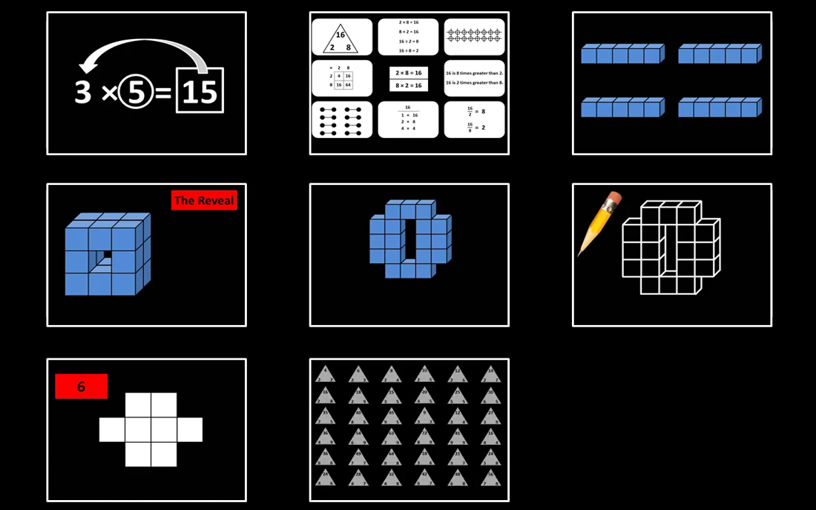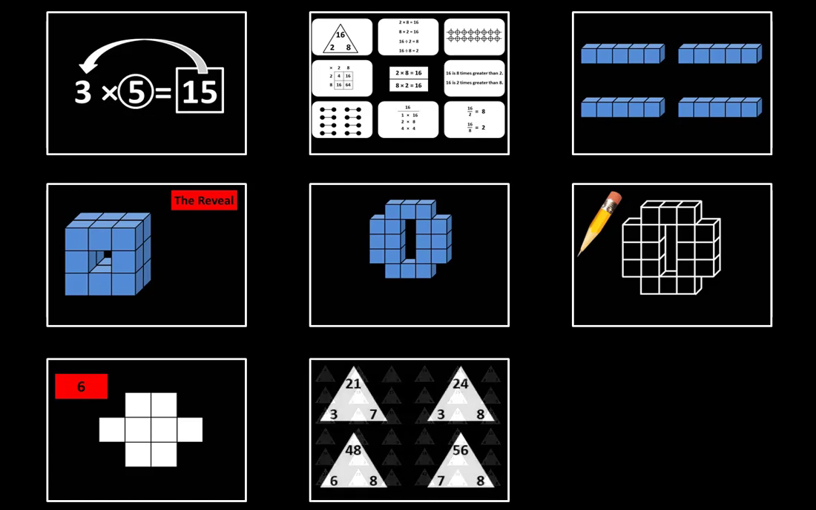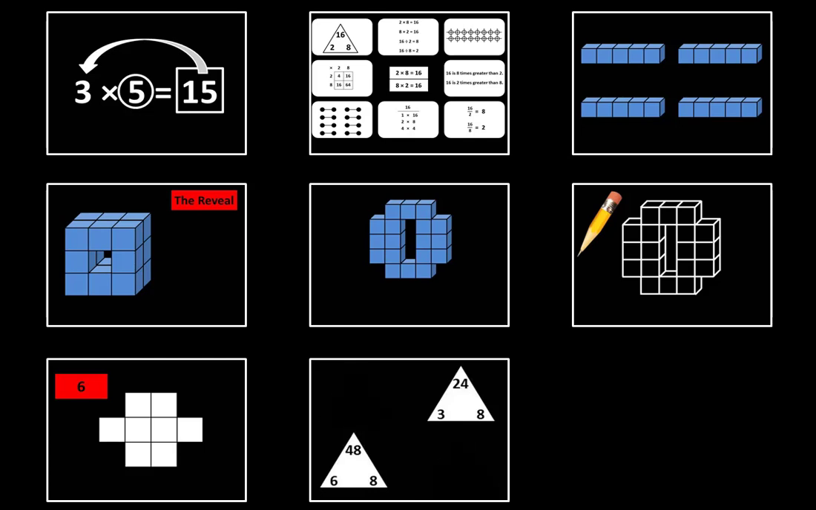Then we'll look at a new set of 36 triangles. As you examine them closely, look for valuable connections. For example, if you consider 3 groups of 8 and 6 groups of 8, you'll recognize that 3 is half of 6, so 24 must be half of 48. This is just one example. In this lesson, you'll look for many connections.